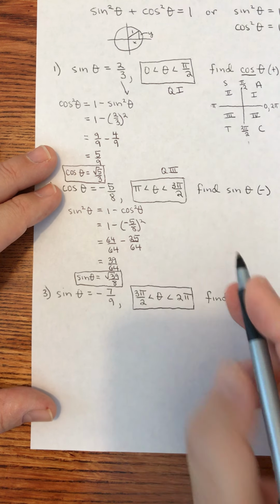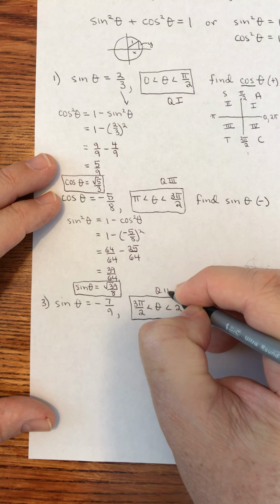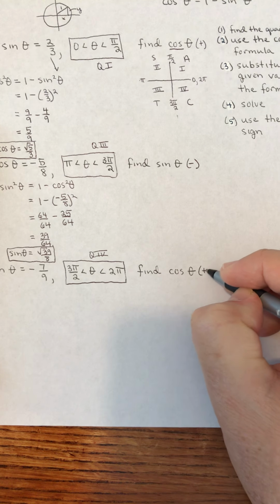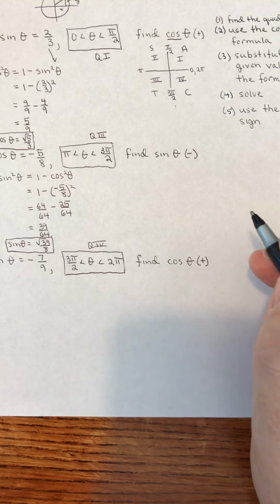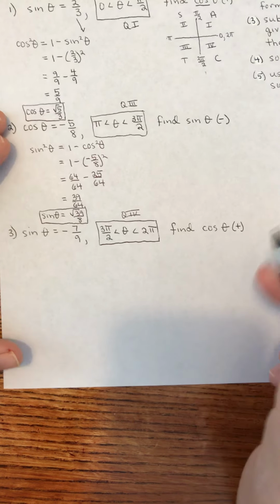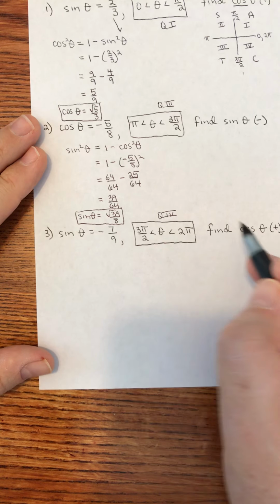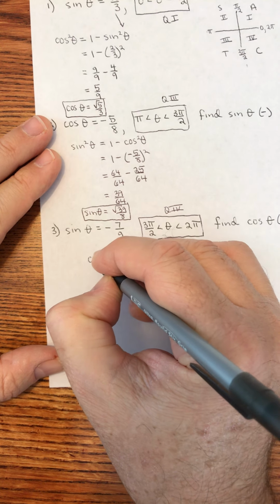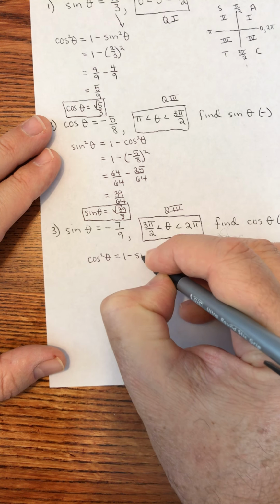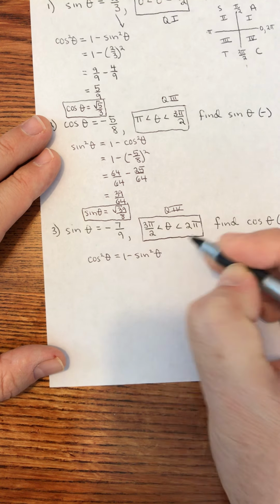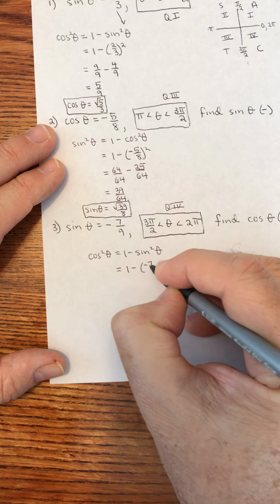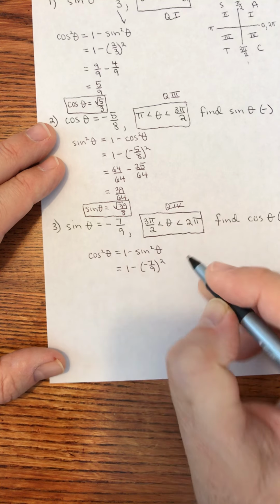I know this is in quadrant 4. And the cosine in quadrant 4 is positive because my x values are positive in quadrant 4. And cosine is just your x. So I'm looking for cosine, so this would be cosine squared of theta equals 1 minus sine squared of theta. So it'd be 1 minus negative 7/9 squared.